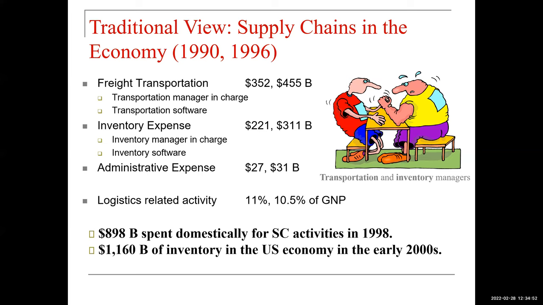Okay, so no interaction. And you see for this 6 year period, a huge increase in the amount of money that was spent. In addition to that, you have the administrative expense and the logistic related activity when compared to the gross domestic product was about 10-11%. So it's a lot of money. So again, traditionally firms will have an inventory manager and a transportation manager. This is what I'm trying to illustrate in this picture. And they were fighting for the same resources, or blaming each other, no interaction in terms of planning. And this view is very narrow and caused very significant problems in the proper functioning of the supply chain.